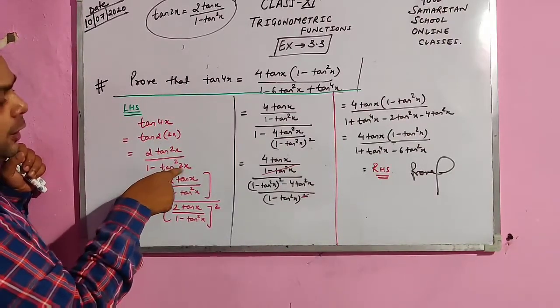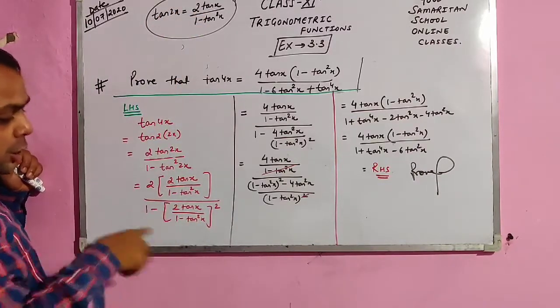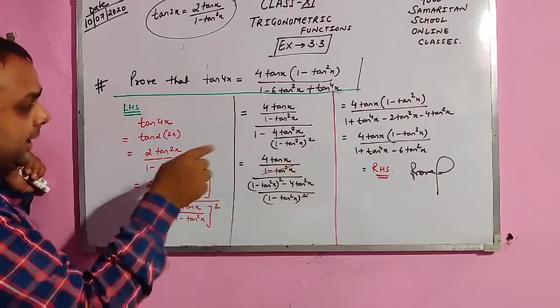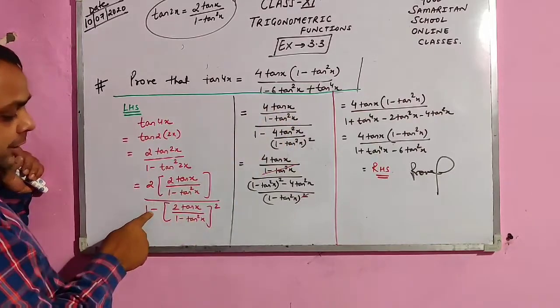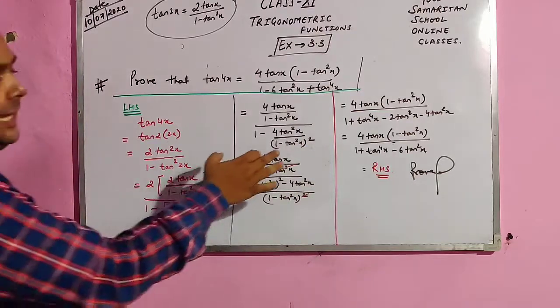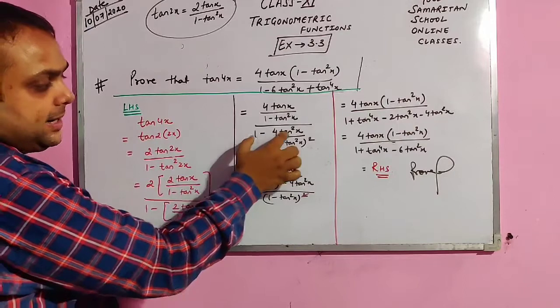Similarly 1 minus tan square 2x. Again I am getting tan 2x, and again I am applying the same formula, in the numerator and in the denominator also. So I got here 2 times 2, 4 tan x, and this is as it is. This is 1 minus this square, 4 tan square x upon this whole square. Taking the LCM, I have taken this step, 1 minus tan square x whole square minus this.